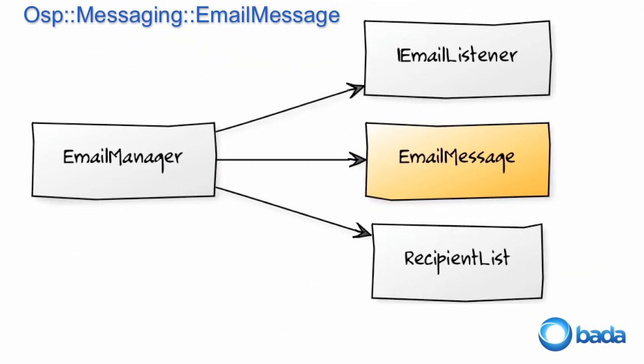Email message. An object of this class is responsible for setting the email subject text, the body text, and specifying the location, that is the local path, of any media file that you wish to add as an attachment to the email.